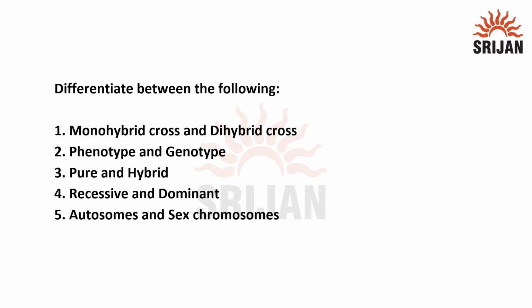The question is, differentiate between the following. First, monohybrid cross and dihybrid cross. Second, phenotype and genotype. Third, pure and hybrid. Fourth, recessive and dominant. Fifth, autosomes and sex chromosomes.